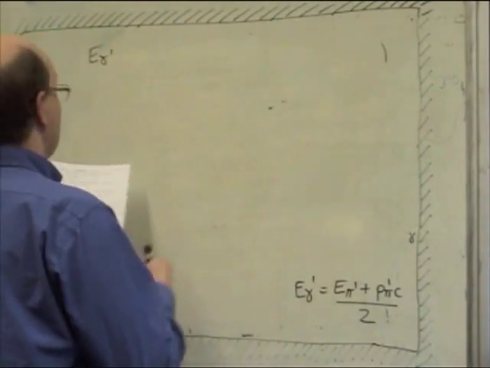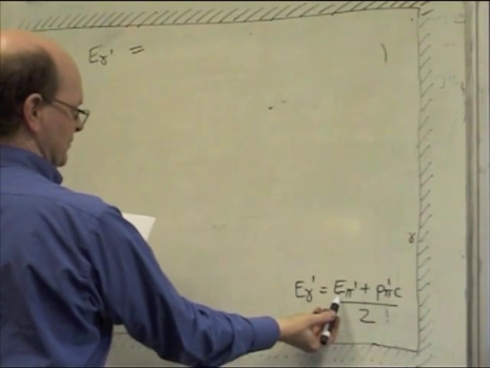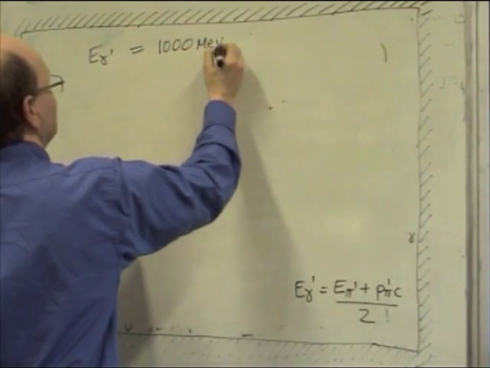Okay, so for the energy of the pi meson E pi prime, we put 1000 MeV, right?